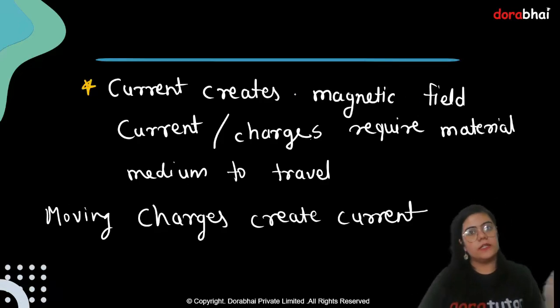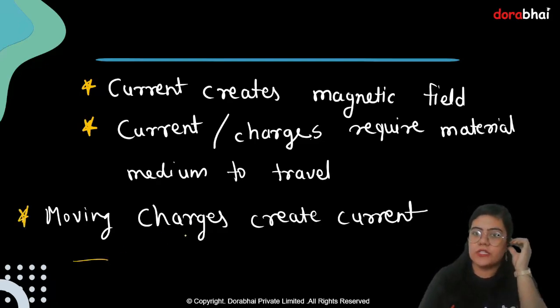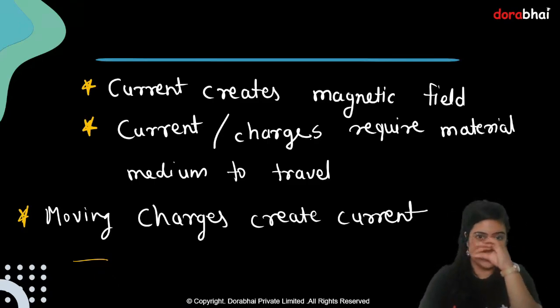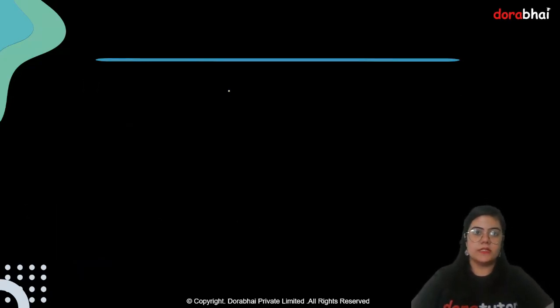We knew these three properties, which are very important. First one was current creates magnetic field. Second one, current or charge requires material medium to travel. And this is the very basic one, that moving charges create current. These three properties were with us and we did all the calculations based on them. But after some time, we came across some complications. Let's see what complications those were. Maxwell did one experiment. Let's see that experiment.